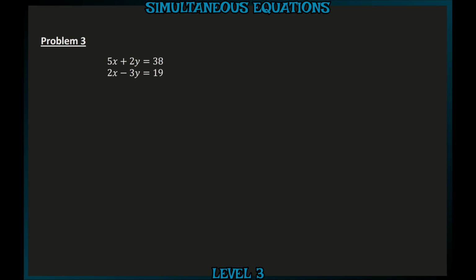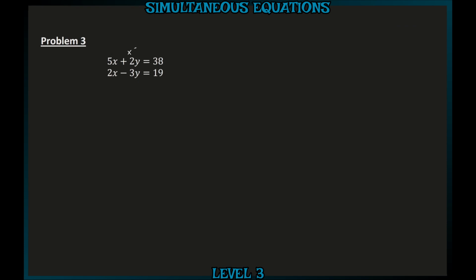In problem 3, we're solving 5x plus 2y equals 38 and 2x minus 3y equals 19. Now again, we'd like to eliminate one of the variables, which means that we need the same number in front of each pair in the two equations, and we don't have that at the moment. So we could multiply the first equation by 2 and the second equation by 5, and this would give us a 10x in both equations.